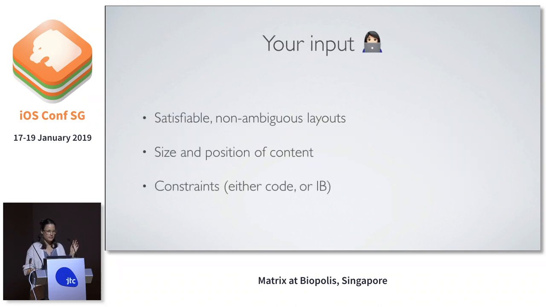Looking into the first of these three phases, it's the developer's input, which, as we said, is constraints. So when you're thinking about what your input is through auto layout, as a developer you want to create satisfiable, non-ambiguous layouts, right? Which many people find difficult to do. And what you're essentially doing there is providing the size and position of all content in your layout by defining constraints, either by writing code or using Interface Builder.